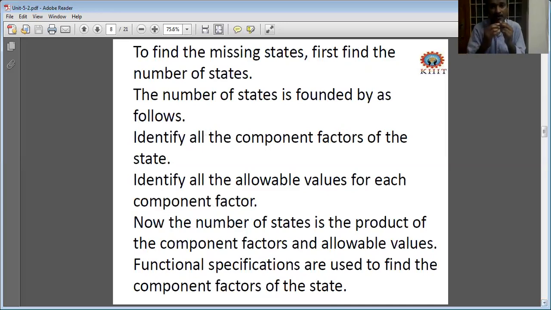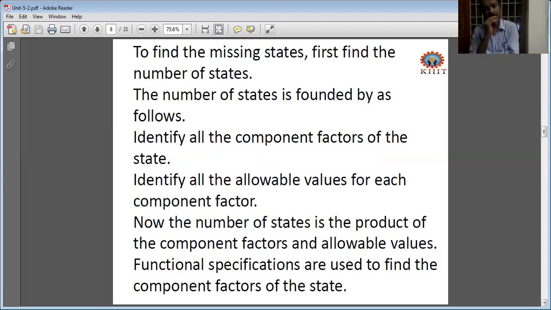Next, to find the missing states, first find the number of states. The number of states is found as follows.